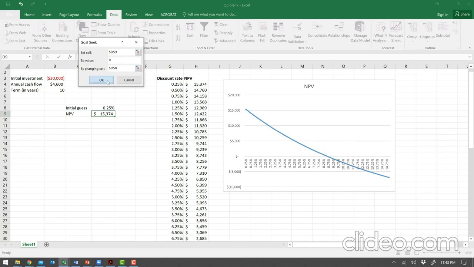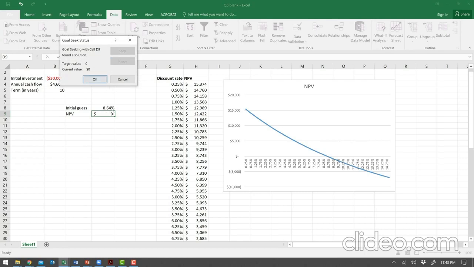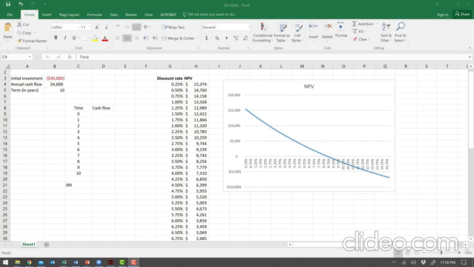When we press OK button, Excel solves this equation and finds the discount rate that sets the NPV of this project to 0. In this case, the discount rate that sets NPV to 0 is 8.64%, which by definition is the internal rate of return of this project. Goal-seek function is a useful tool that allows you to solve any nonlinear equation in Excel.